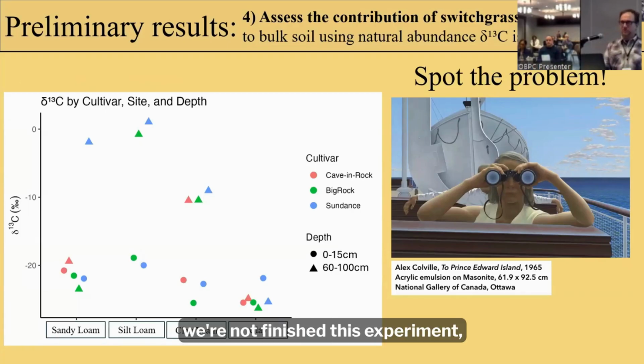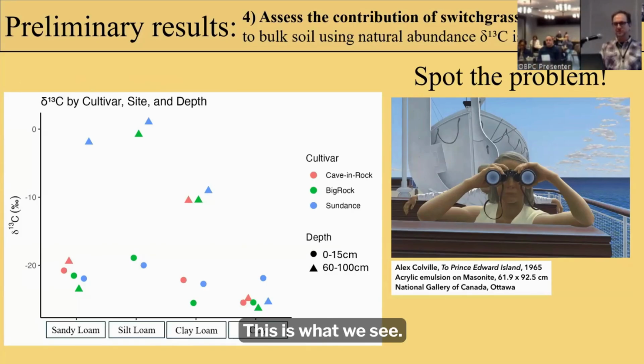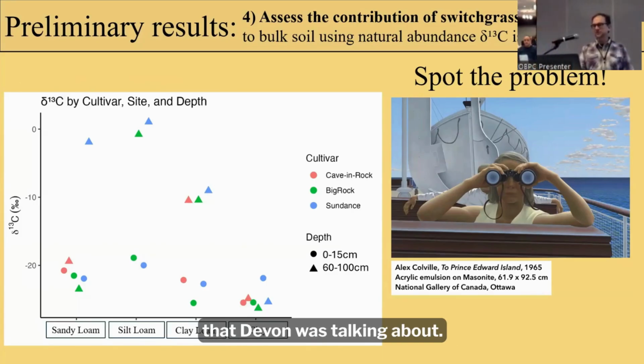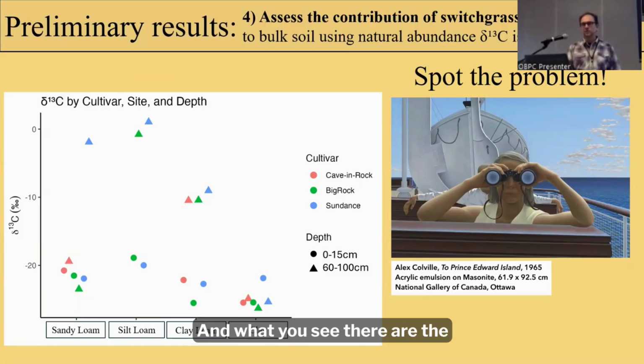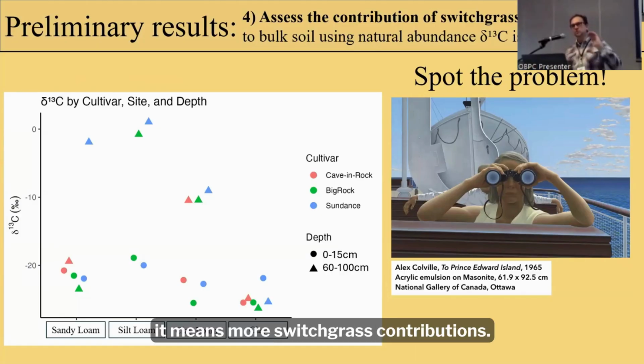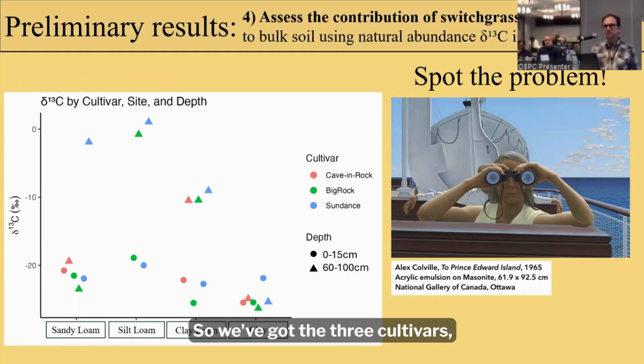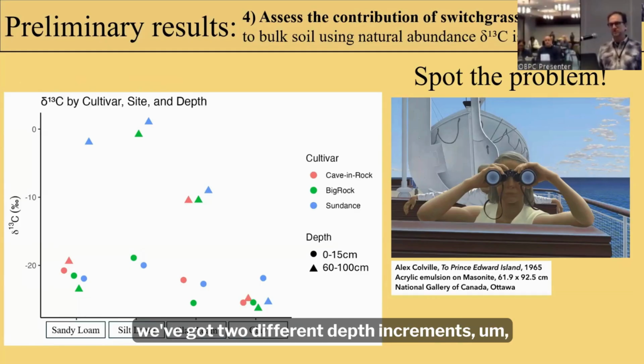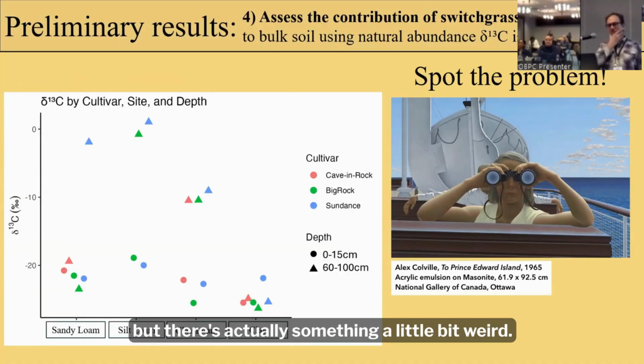So we're not finished this experiment, but we do have some preliminary results. This is what we see. These are all four of the sites, the same ones that Devon was talking about. And what you see there are the depletions in carbon 13. So if you go farther up that scale, it means more switchgrass contributions. So we've got the three cultivars, we've got two different depth increments, but there's actually something a little bit weird.